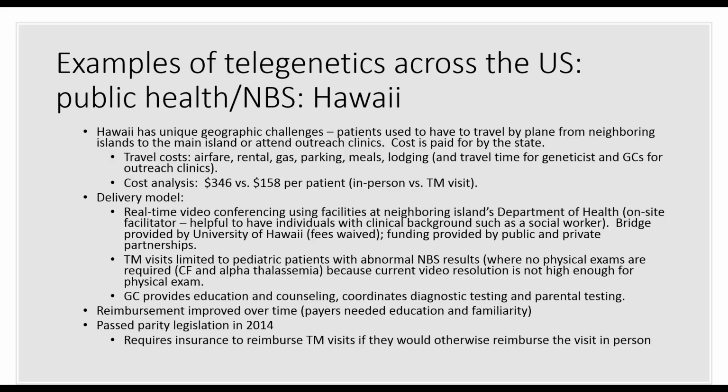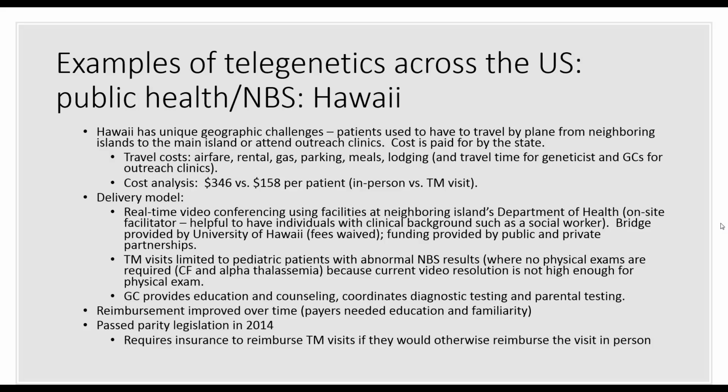Okay. And just really quickly, I want to give you a couple of examples of telegenetic services across the U.S. So the first one is something that they started in the public health department in Hawaii. So Hawaii has a really unique geographic challenge, right? They're consisting of multiple islands. And so patients used to have to travel by plane from neighboring islands to the main island, or they have to attend an outreach clinic if they have an abnormal newborn screen.